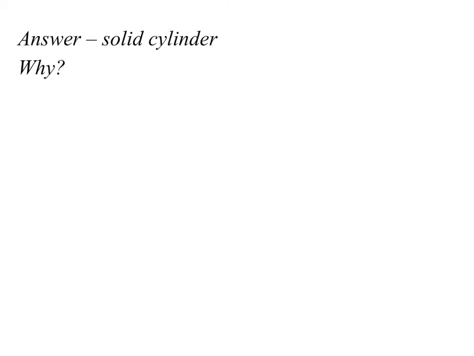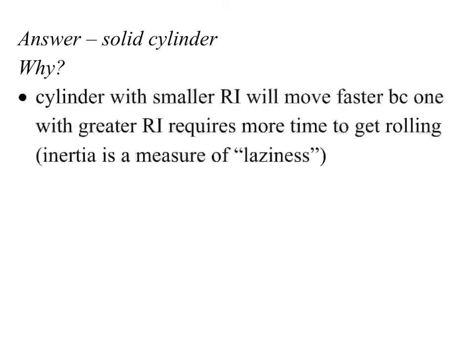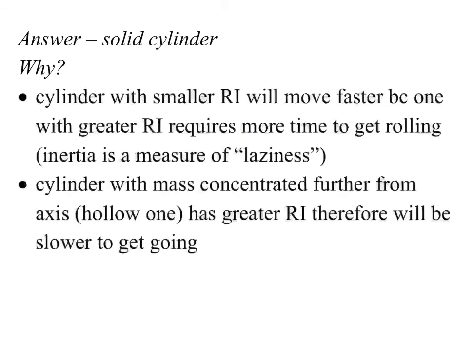So here's the answer. The solid cylinder is going to reach the bottom first. And I've already kind of explained why, but here it is in fancy words. The cylinder with the smaller rotational inertia will move faster, because the one with greater rotational inertia requires more time to get rolling, okay? Inertia is kind of the measure of laziness, okay? More inertia means it's more lazy. It doesn't want to move. It takes a lot more work to get it moving, okay?